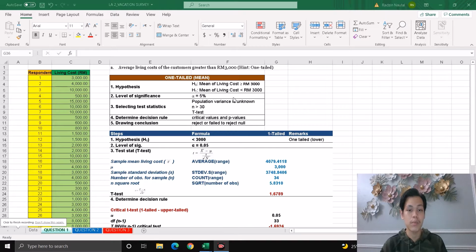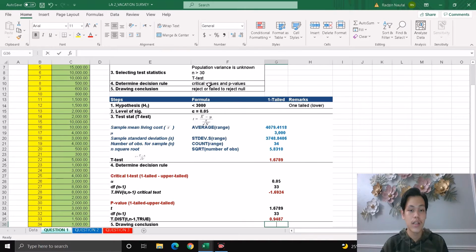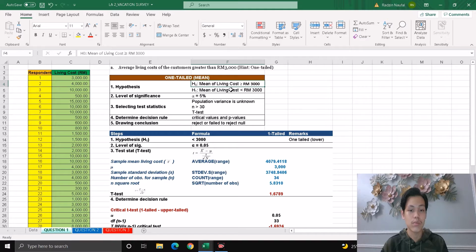Today I will explain about Chapter 5, Question A1. H0: the mean of living cost is greater than or equal to 3,000. H1: the mean of living cost is less than 3,000. Alpha equals 5%, and we will be using the t-test.